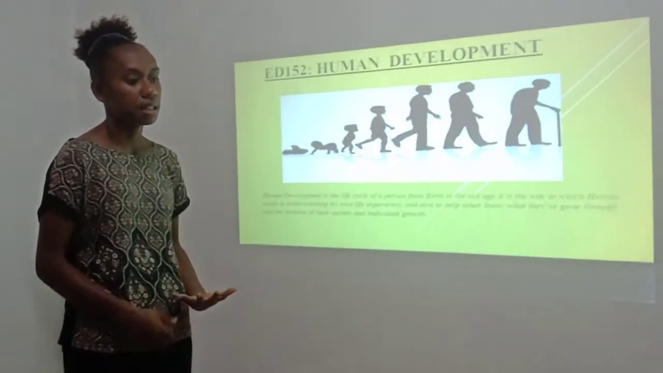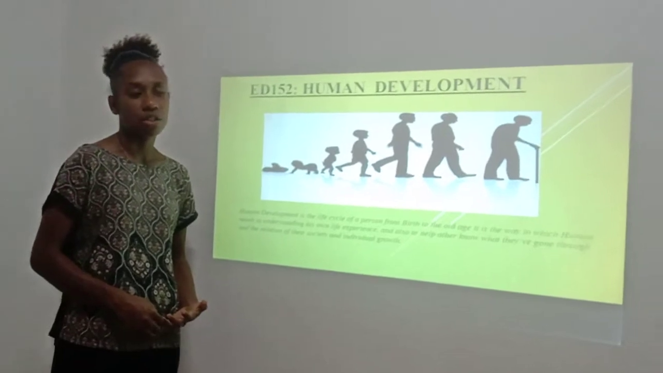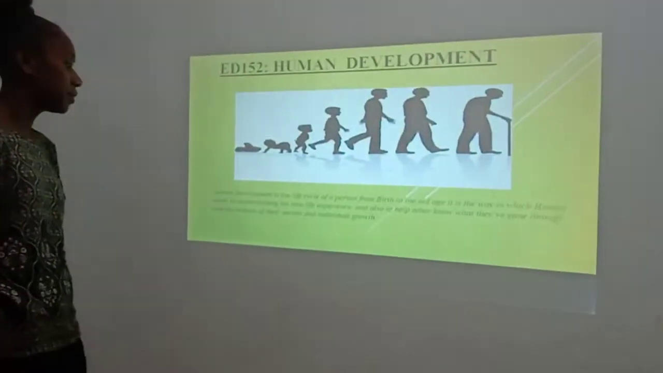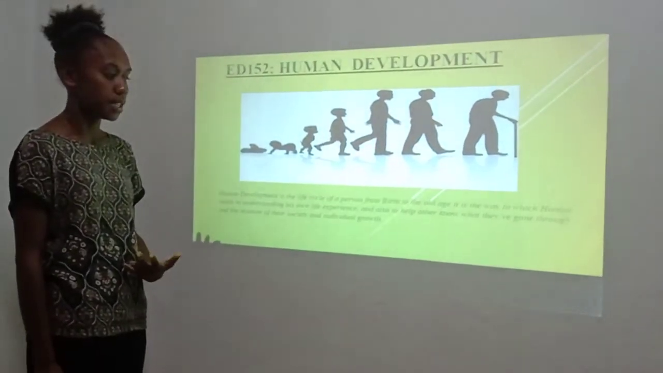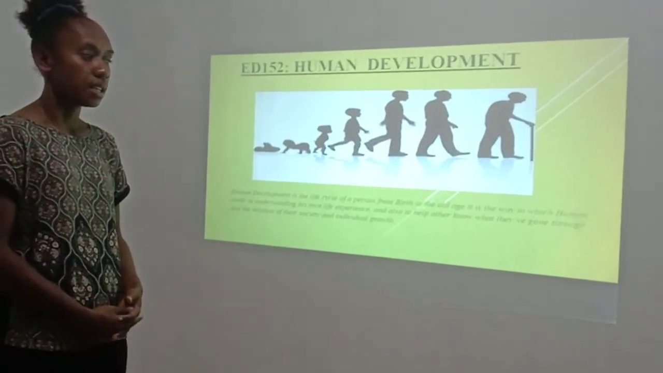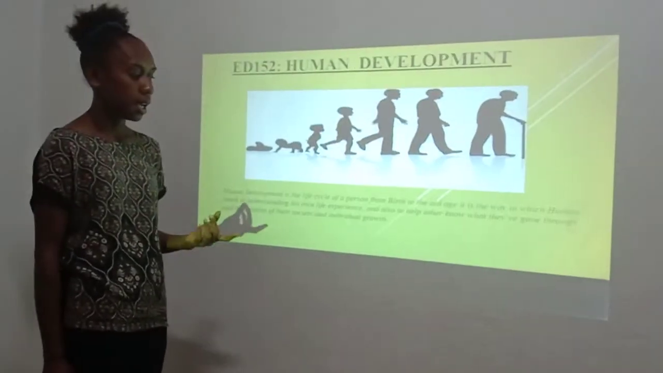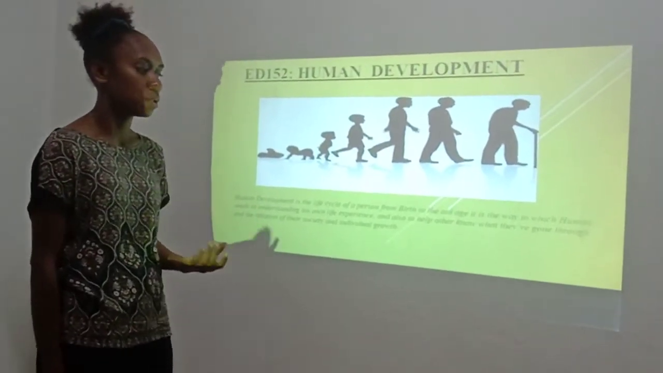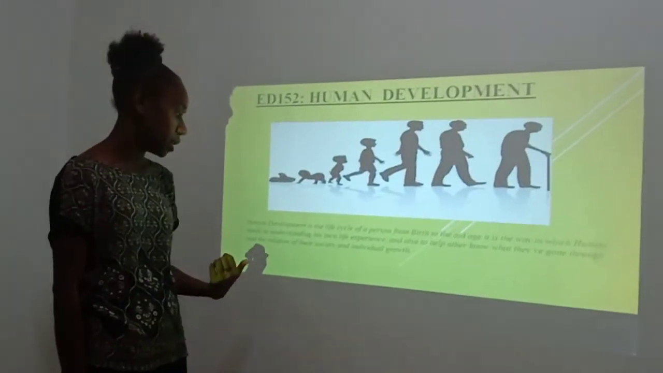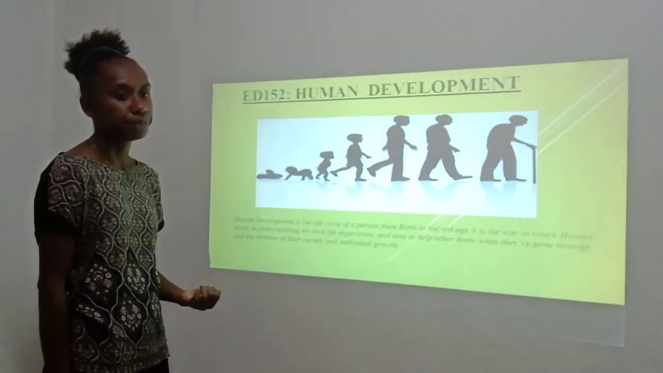The topic is Theories of Human Development in the Western World and in my socio-cultural context. Human development is the life cycle of a person from birth to old age. It is the way in which humans need to understand their own life experience and also help others know what they've gone through and the relation of their society and individual growth.